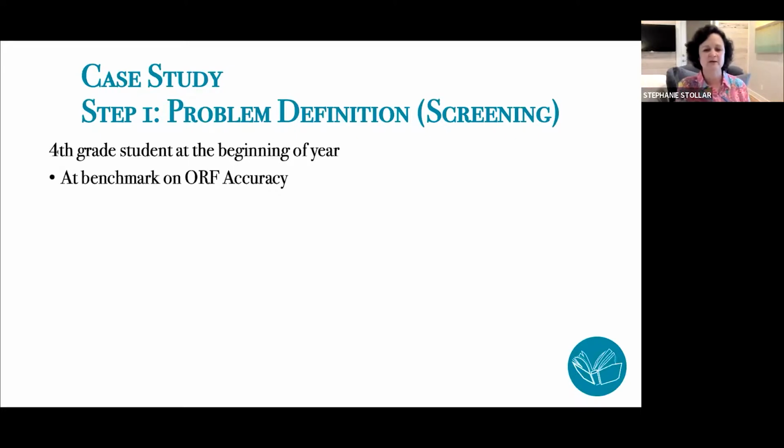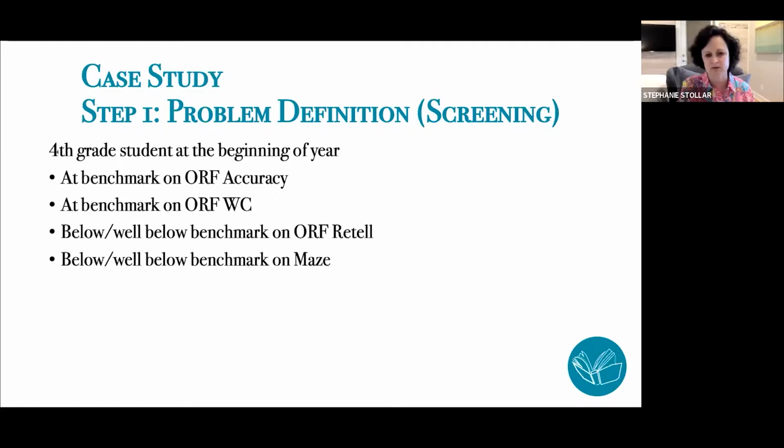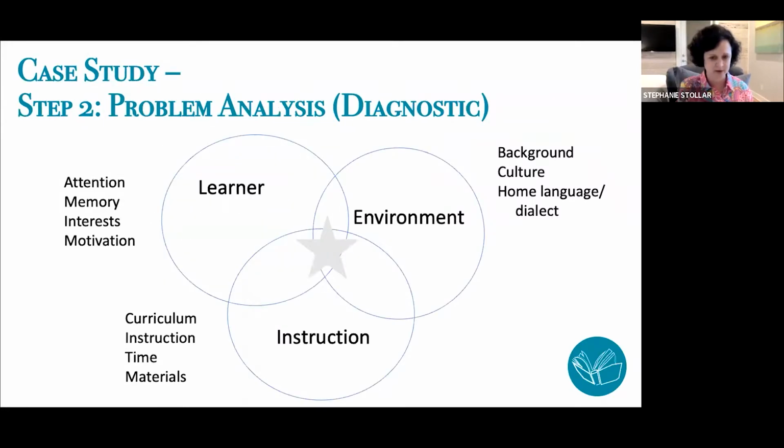So the scenario from the screening data with oral reading fluency might play out like this: the student is doing perfectly fine on accuracy in reading that 1-minute passage. They might be perfectly fine in terms of fluency as measured by ORF words correct, but where they're having difficulty and scoring below or well below benchmark is on the ORF retell and on the Maze assessment. So again, setting the stage for that kind of student who is accurate and fluent, and you would expect them to understand what they're reading, but they're indicating that they're having difficulty with comprehension.